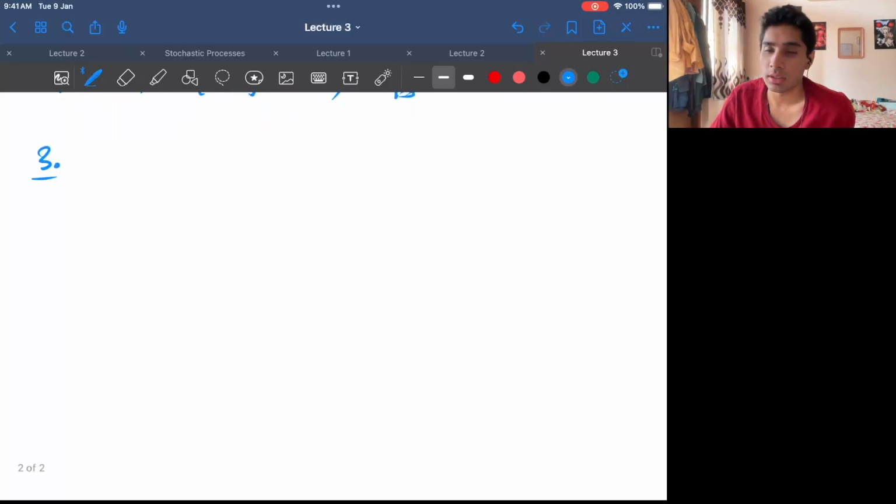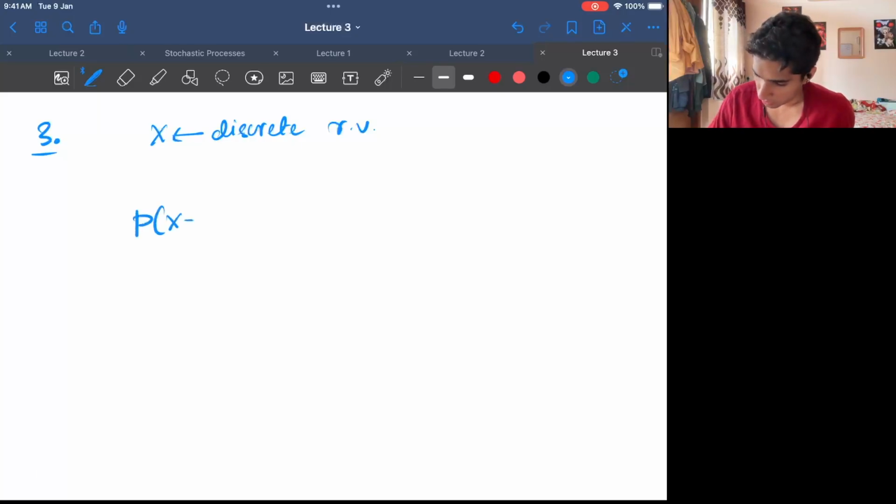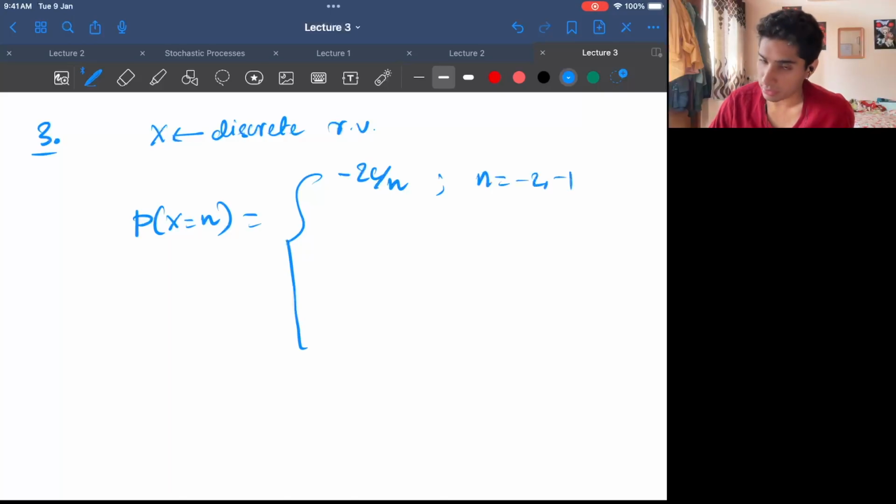Third question. x is a discrete random variable, and we have been given its PMF, probability mass function. The probability that x is equal to n is given by: it is equal to 2c if n is equal to minus 2 or minus 1. It is equal to d if n is equal to 0, and it is equal to c times n if n is equal to 1 or 2.